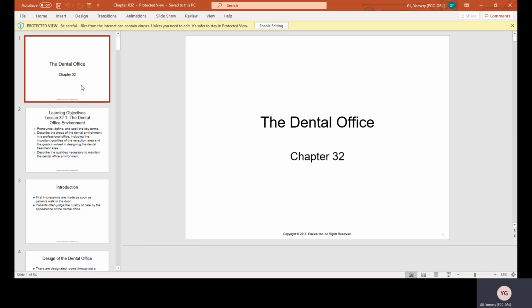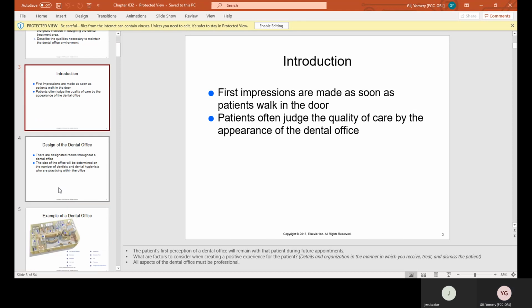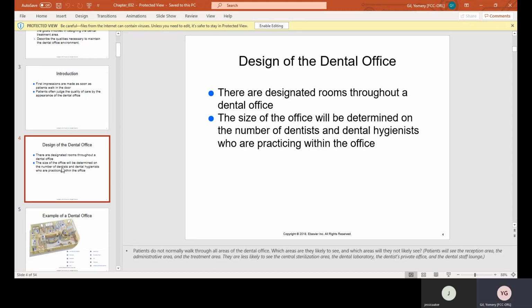Chapter 32, the dental office. First impressions are made as soon as patients walk in the door. Patients often judge the quality of care by the appearance of the dental office. The design of the dental office.